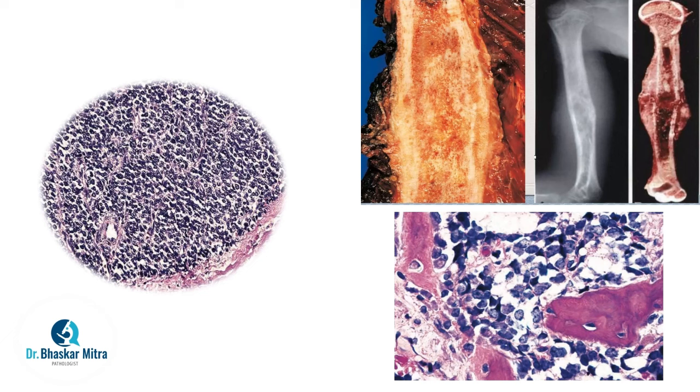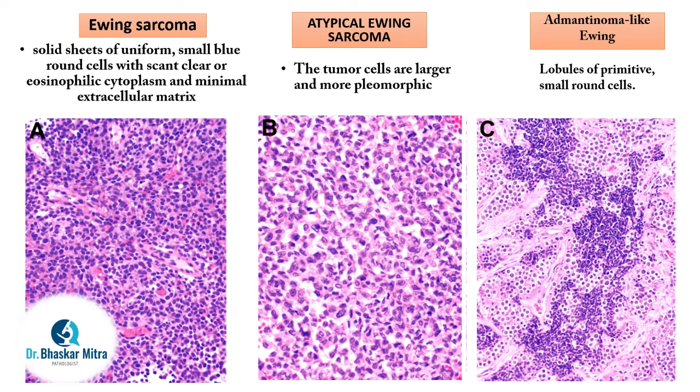This is the gross picture showing widening of the medullary cavity and thickening of the cortex, and the diaphysis is involved. Here lies the small blue round cell tumor, with a very scanty amount of clear cytoplasm around the cells, but most of these are hyperchromatic cells.